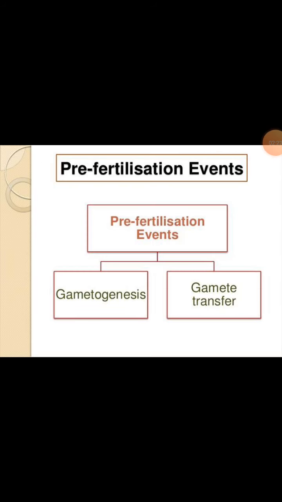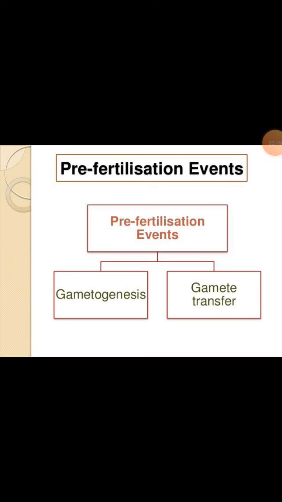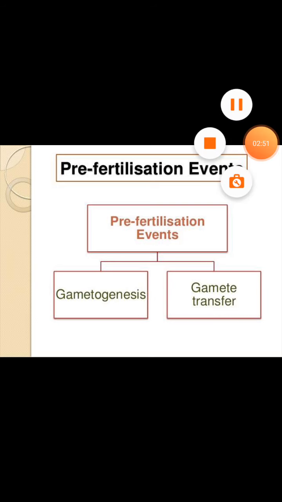So children, the flower is the main reproductive part of the plant. So the processes that happen are called pollination and fertilization. Before fertilization, we have pre-fertilization and post-fertilization events. Now we will discuss one by one the flower, and why it is called a mainly important reproductive organ of plants.